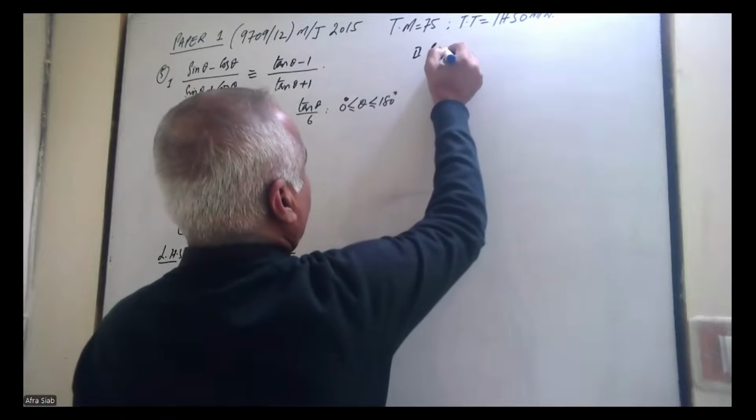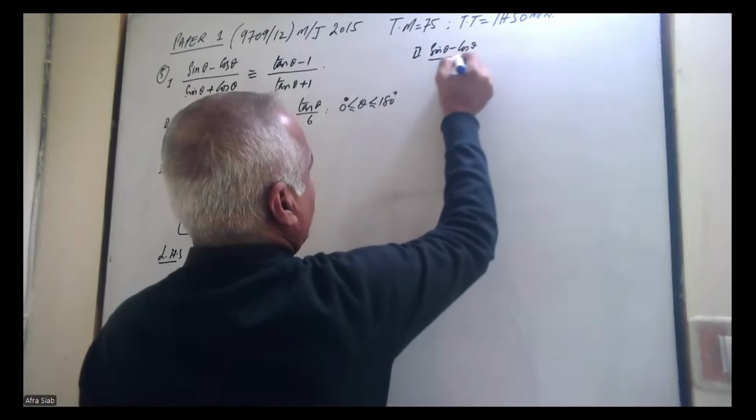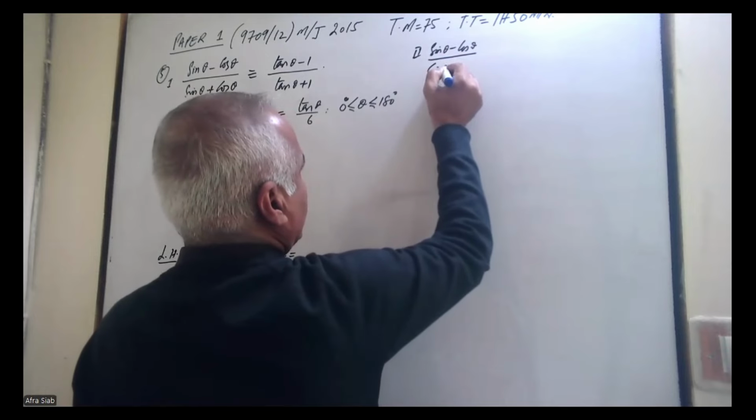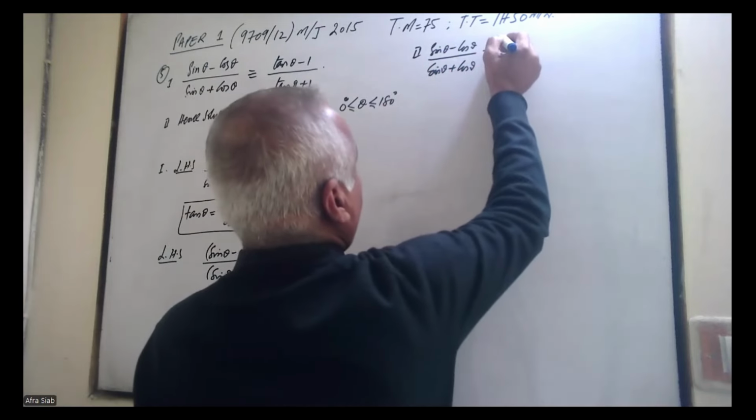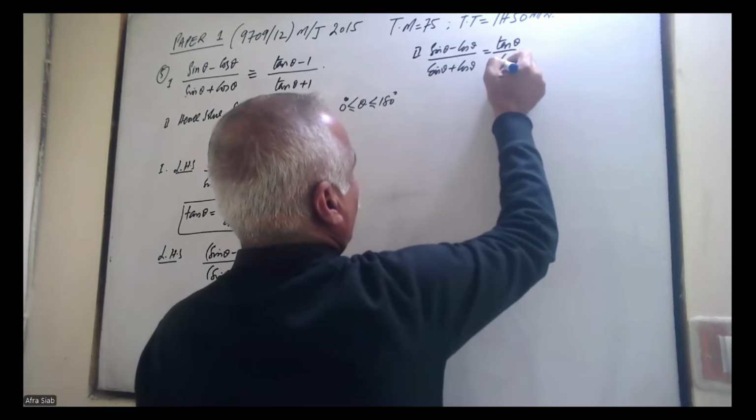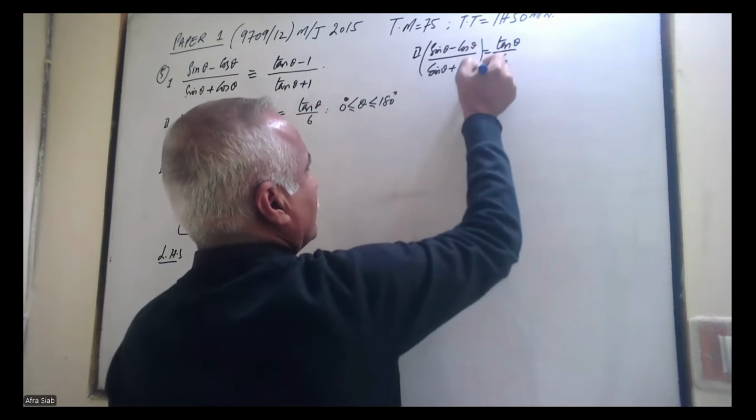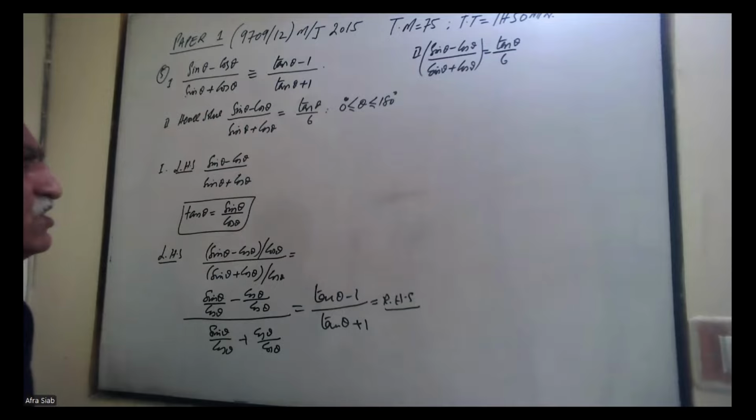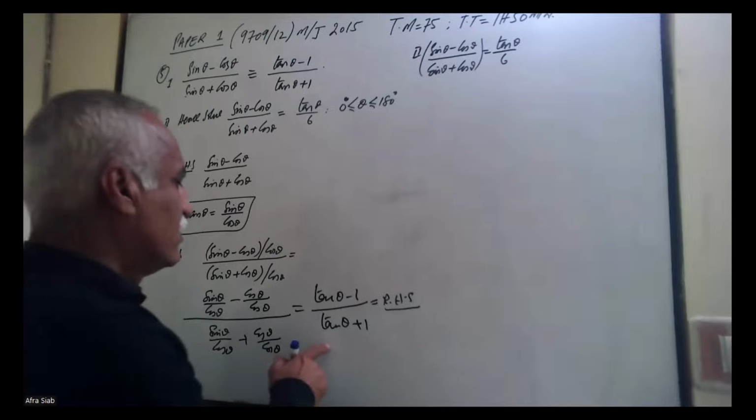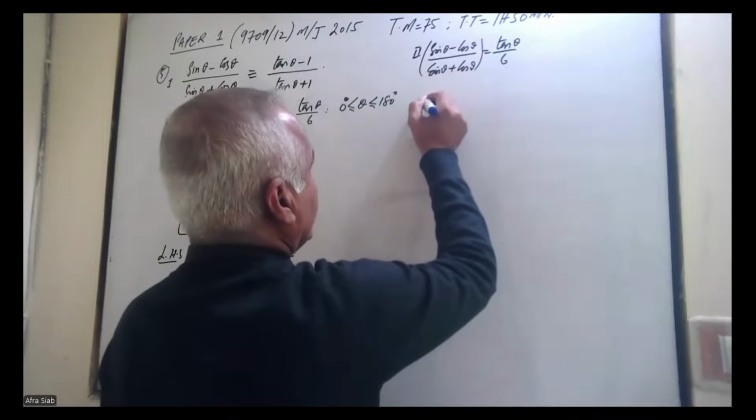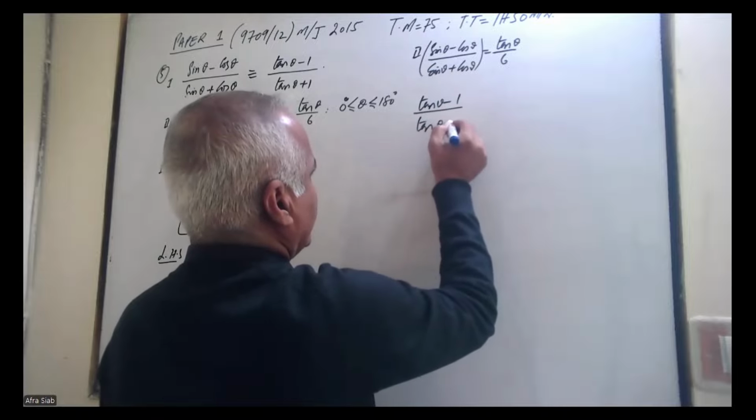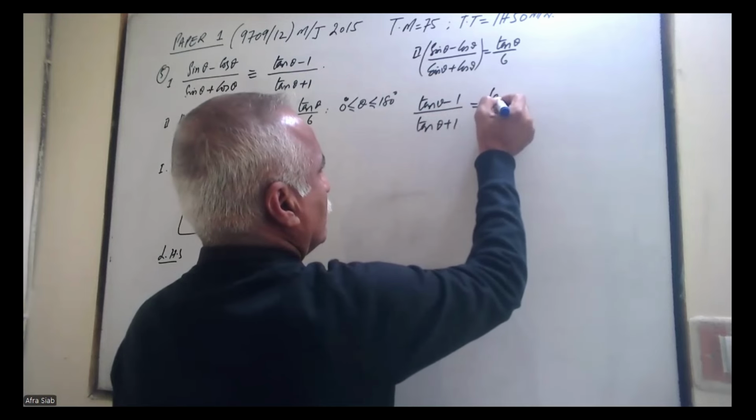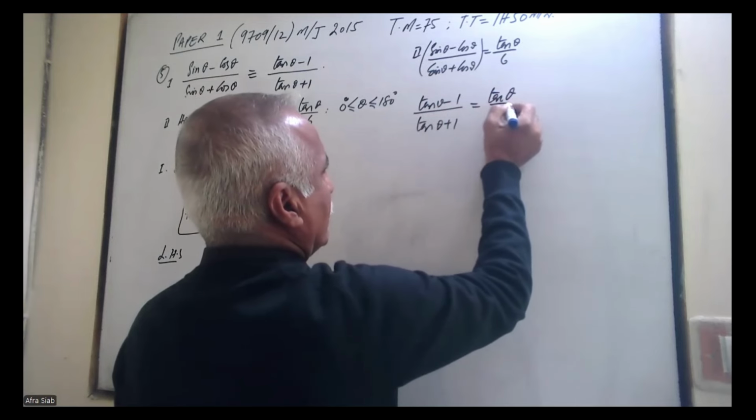(sin theta minus cos theta) over (sin theta plus cos theta) is equal to tangent theta over 6. But this left hand side, sin theta minus cos theta over sin theta plus cos theta, is proved equal to tangent theta minus 1 over tangent theta plus 1. So we can write this as tangent theta minus 1 over tangent theta plus 1, and that is equal to tangent theta over 6.